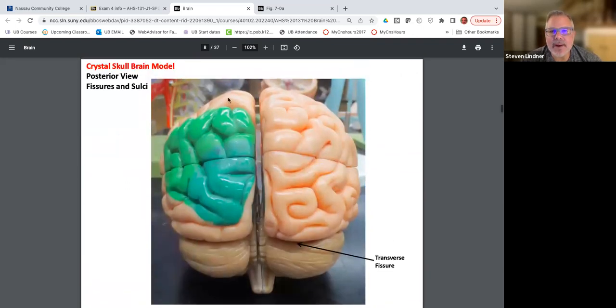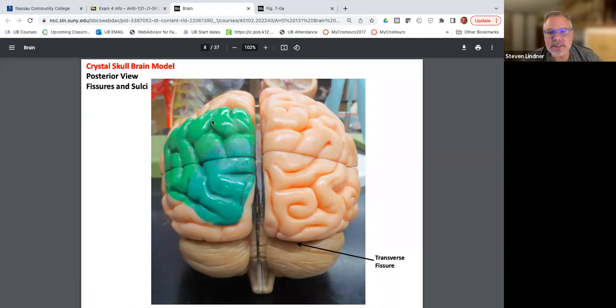Now we're looking at the brain from the posterior view. So this would be the occipital lobe of the brain. The green would be the occipital lobe, which is involved with vision, right? If someone slips and falls and hits the back of the head on concrete, they can actually go blind, even if nothing happens to the eyes themselves. The eyes contain receptors that allow you to see information, but the actual seeing part is back here in the occipital lobe of the brain.